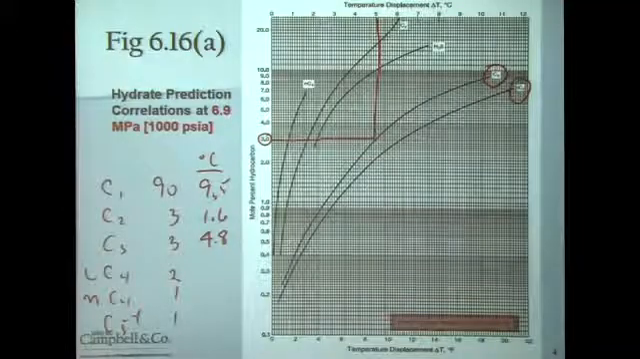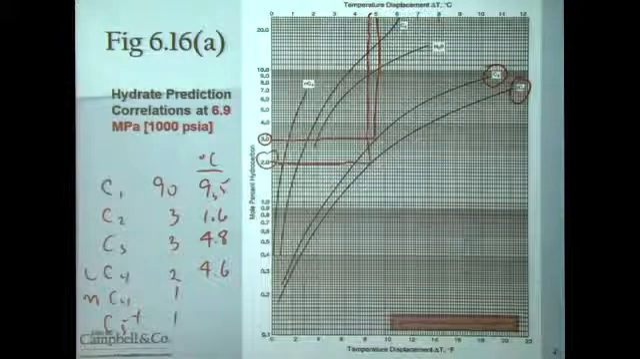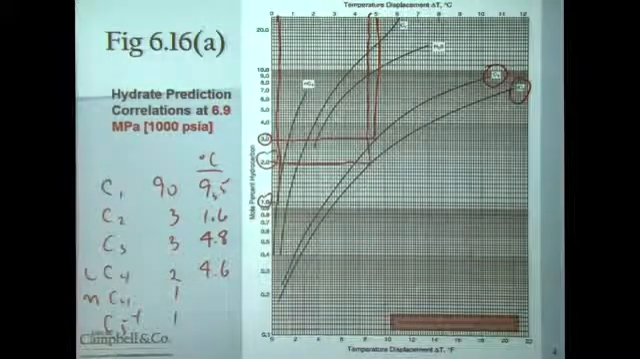We can do the same thing with isobutane. Isobutane also is a big hydrate former, and with 2% isobutane, we go out to the isobutane curve, and we see that it contributes about 4.6 degrees to the hydrate formation temperature. We will do this for normal butane. Normal butane is 1%, and here's 1%. It's not a big number, and we end up with 0.2.